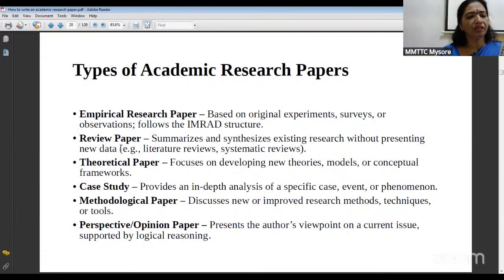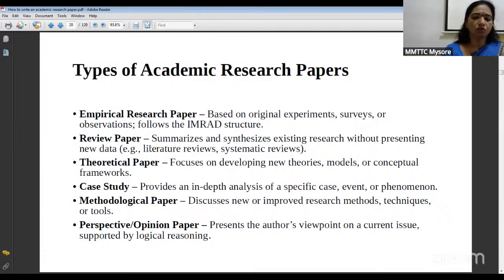Next, we have the review paper. This review paper summarizes and synthesizes existing research without presenting new data. That means, suppose people have published 20 papers or 40 papers in that particular area or field, you can go through all these papers and write a summary or review of what they have written, what experiments have been done and what their results are. And then you can propose a future perspective.